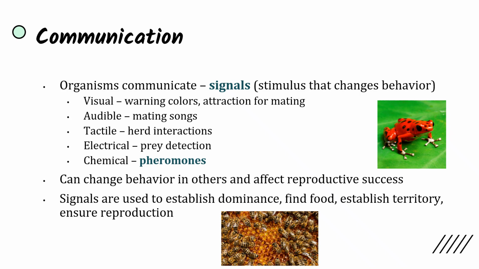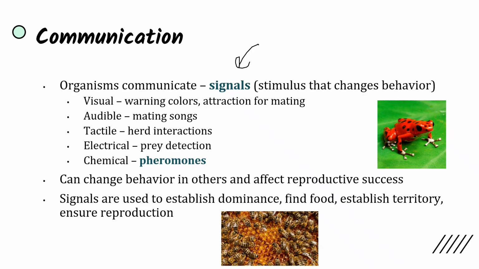And along with these responses comes communication. Organisms communicate through signals, which are stimuli that change behavior, and these can be visual signals like the warning colors we discussed in the previous slide, or attractions for mating. There are audible signals such as mating songs. Some birds have to sing to each other in order to find a mate. There's tactile, where herds will interact. Members of herds are going to be interacting. Maybe there is a fight for who's going to be in charge of the pack.